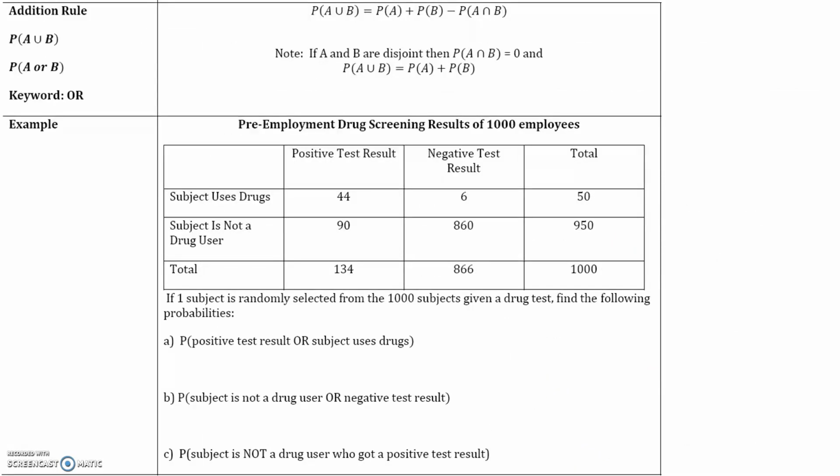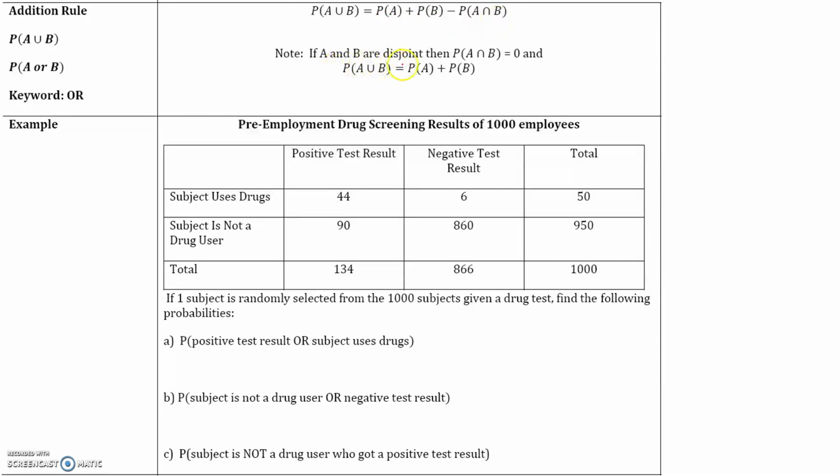Let's talk about the addition rule. To find the probability of event A or event B occurring, we would use the following formula. The probability of event A or event B occurring is equal to the probability of A plus the probability of B minus the probability of A and B.